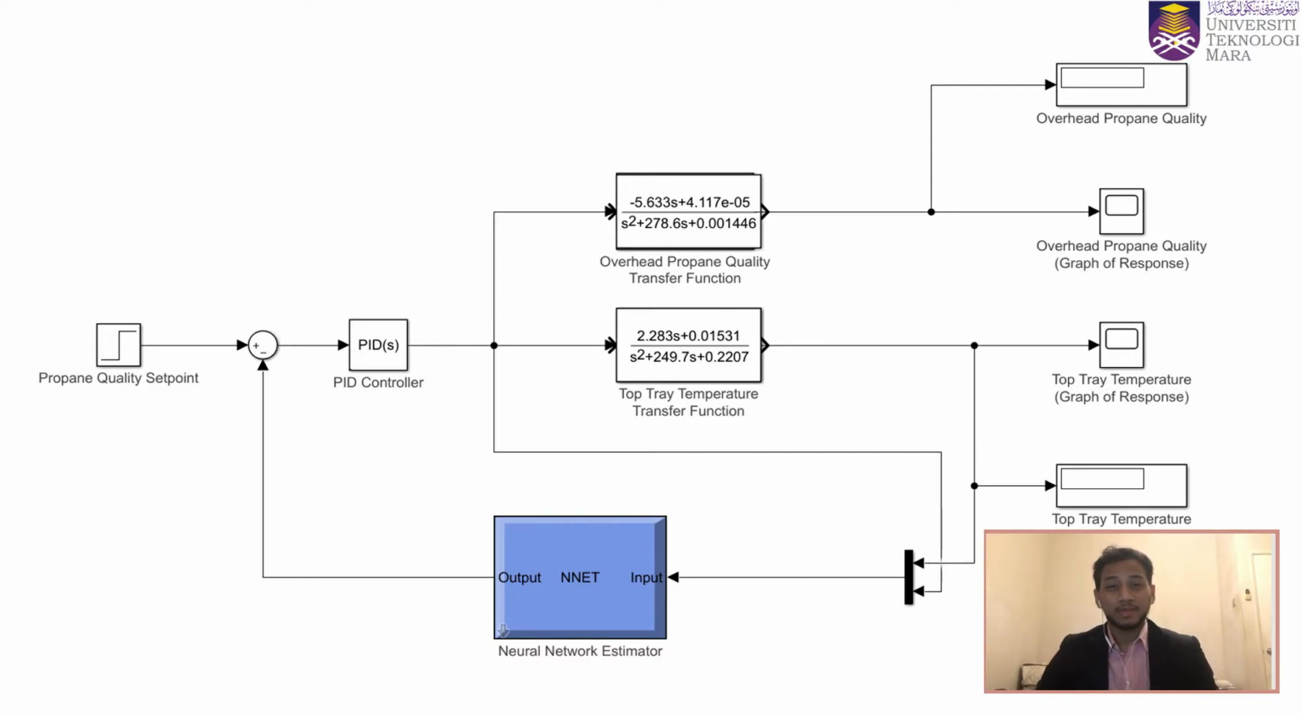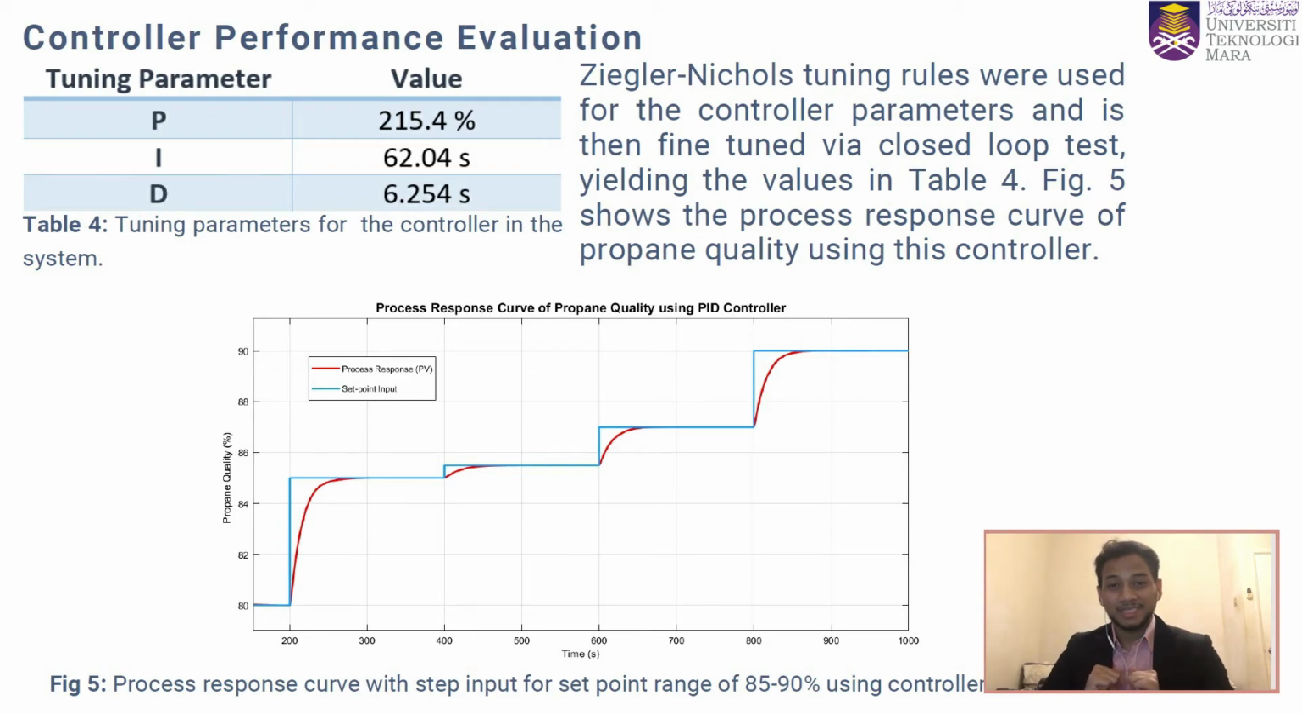This brings us to the final part of the results and discussion, the controller performance evaluation. Now, from the open loop test as well as the Ziegler-Nichols tuning rules, the initial tuning parameters were determined. These tuning parameters were then plugged into figure 4, the control system that was developed in Simulink, and then the closed loop test is run over and over to fine-tune the P, I, and D parameters for the controller itself.